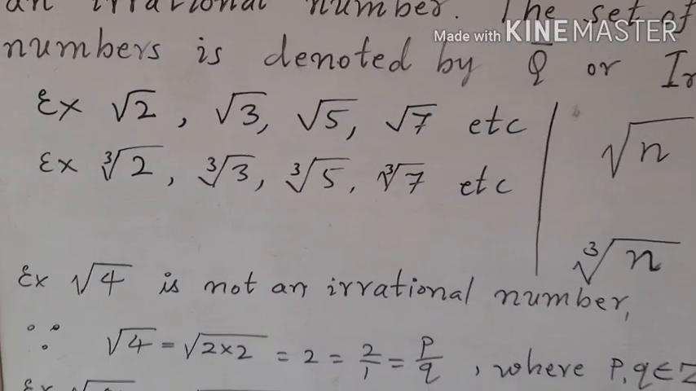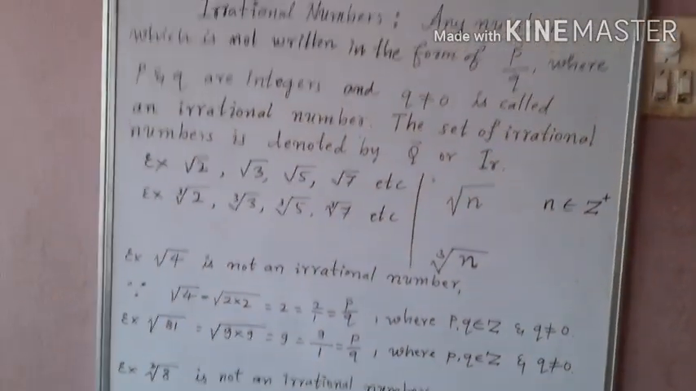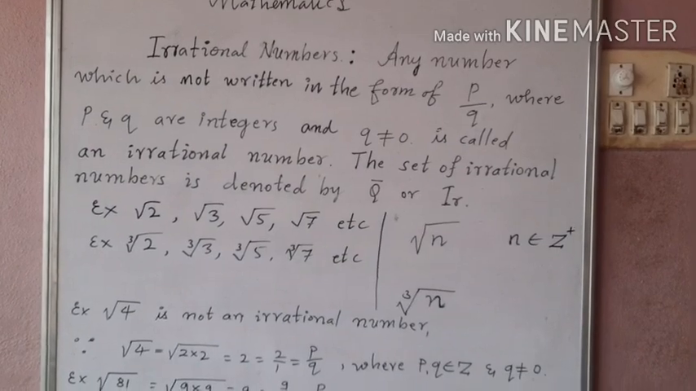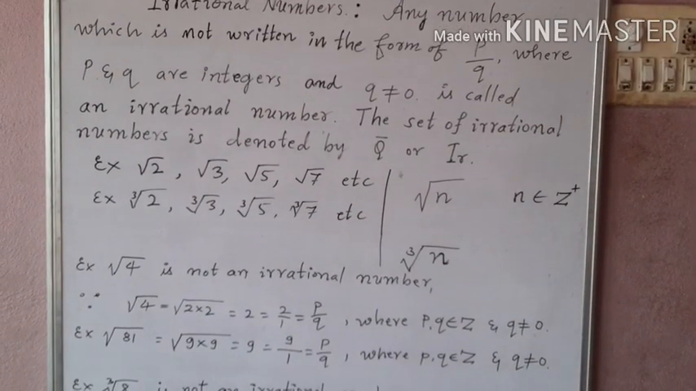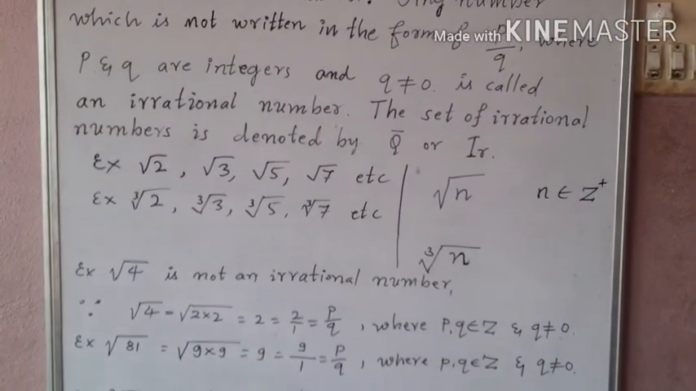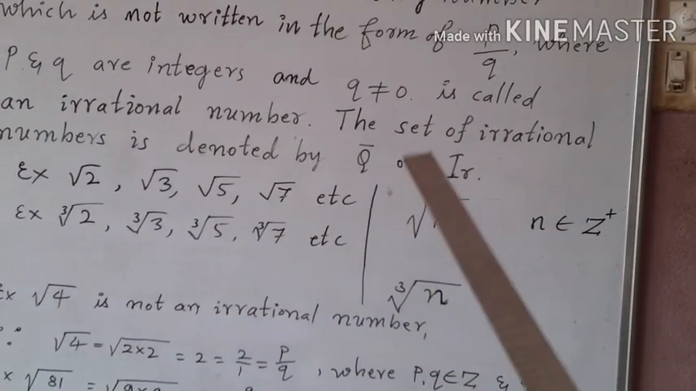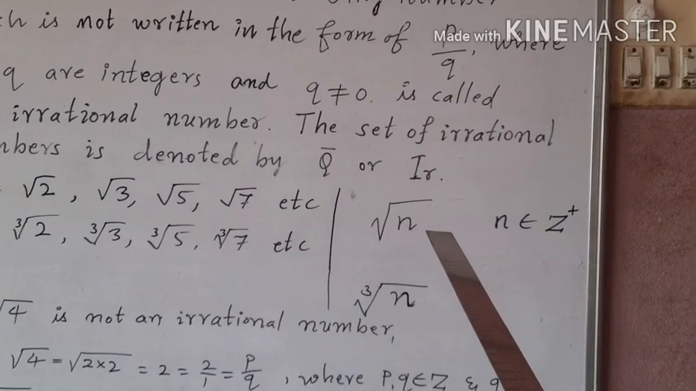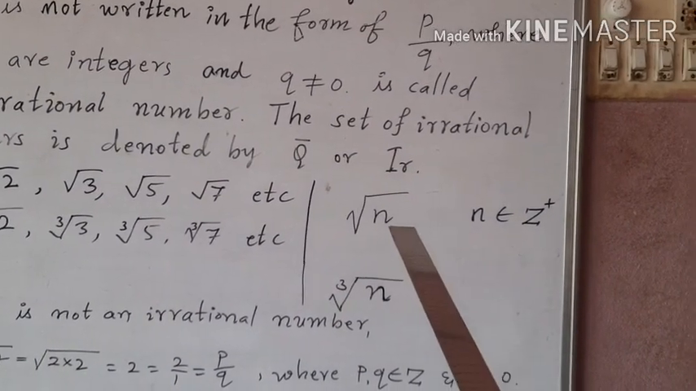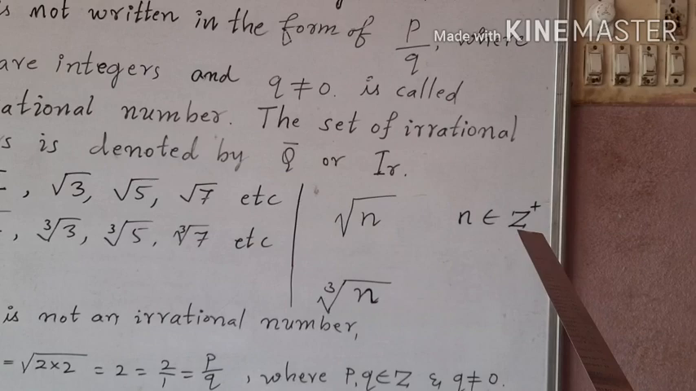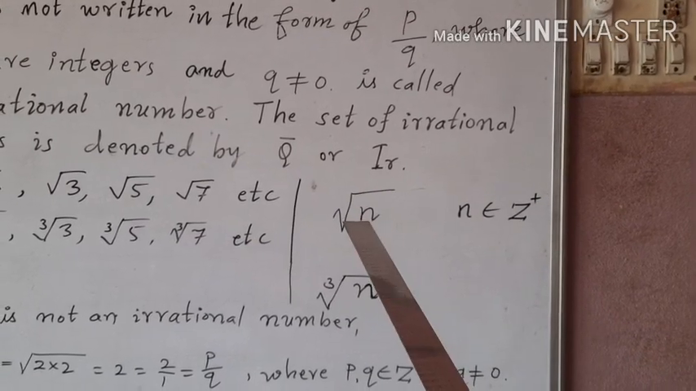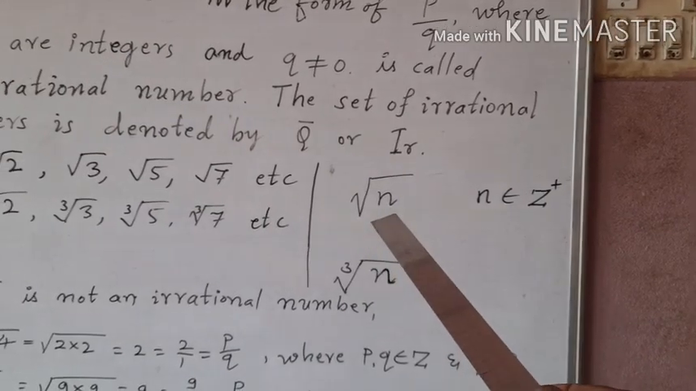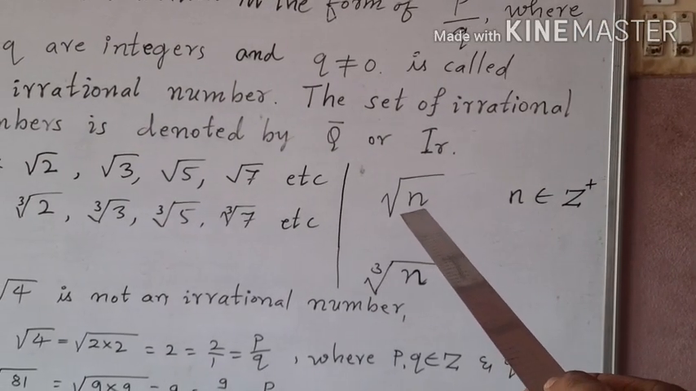Hope children, today you learnt what are irrational numbers and the conditions for a given number to call it as an irrational number. Any number written under the square root mark is not an irrational number. The first condition is n should be a positive integer and secondly this n should be a prime number and this n should not be a perfect square.